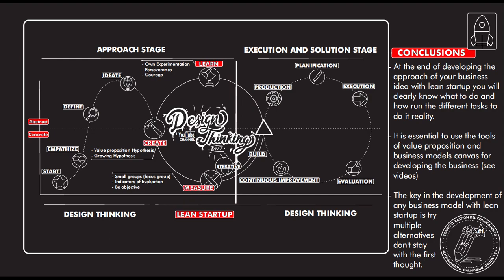As a conclusion, we can say that at the end of developing the approach of your business idea with lean startup, you will have a clear idea of what to do and how to run different tasks and do it really well. It is essential to use the tools of value proposition and business model canvas for developing the business. If you don't know how to do that, here in our channel we have the videos, so you can go and see the tutorials of value proposition and business model canvas.